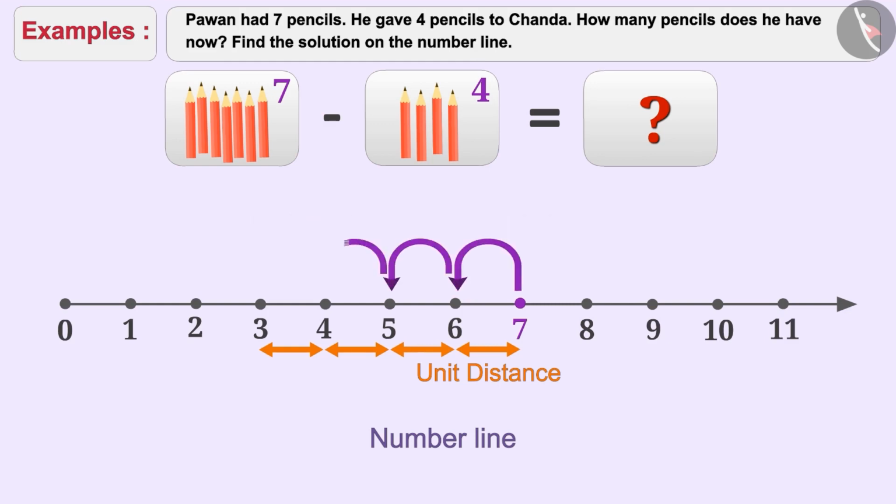After 4 steps, we arrive at number 3. This is the answer of 7 minus 4. Therefore, Pawan has 3 pencils left with him.